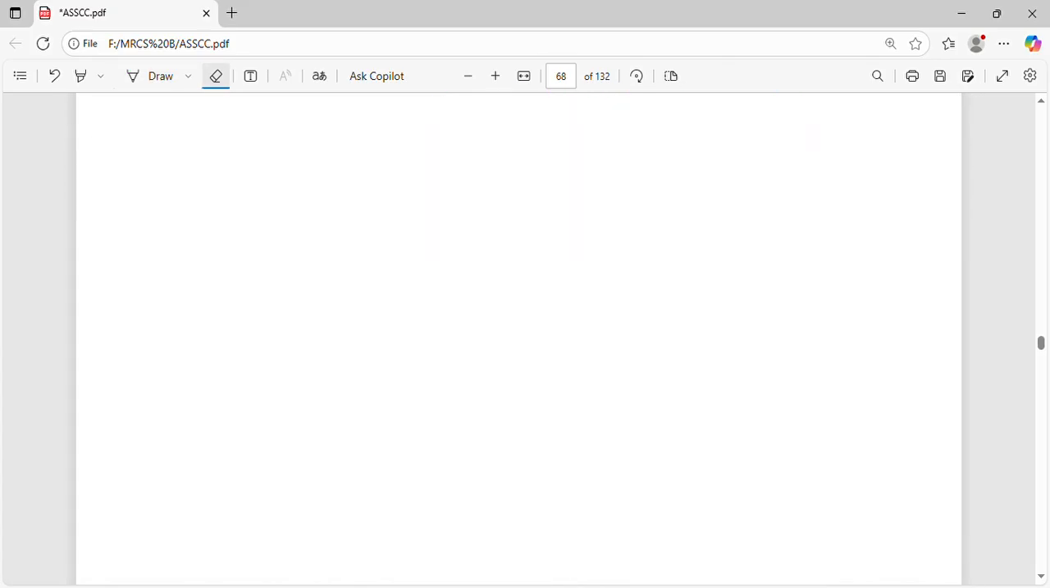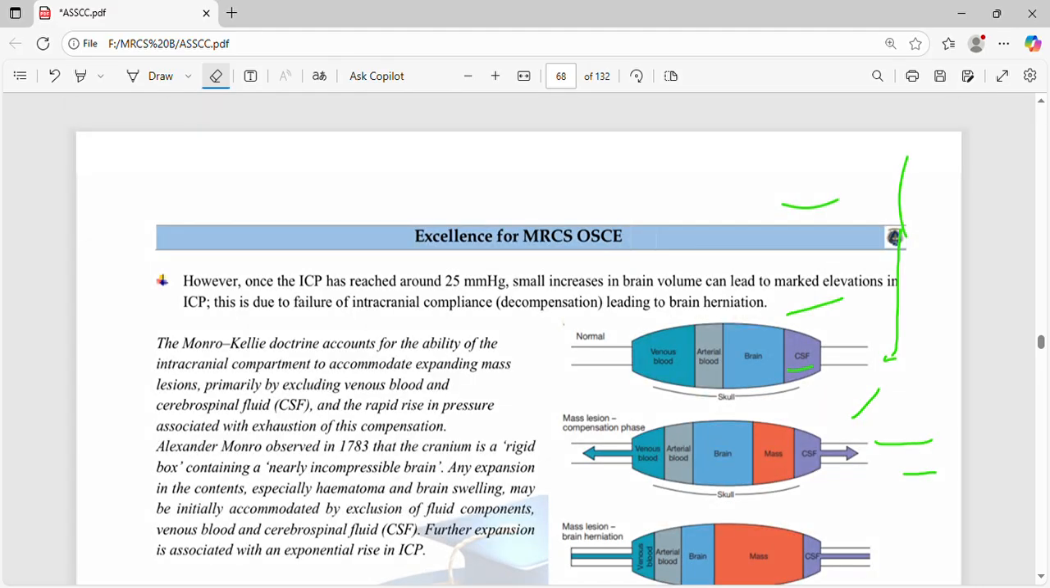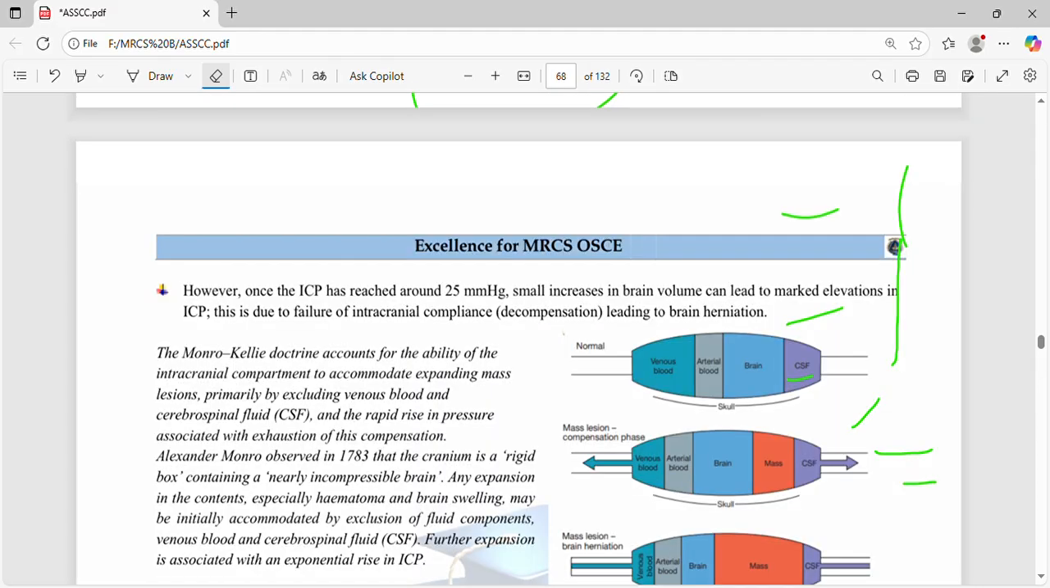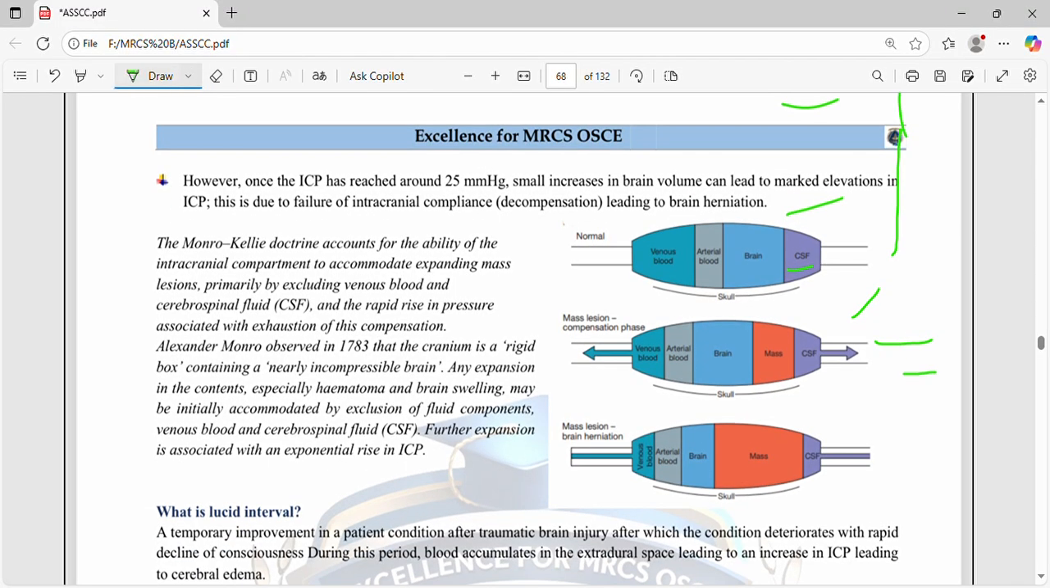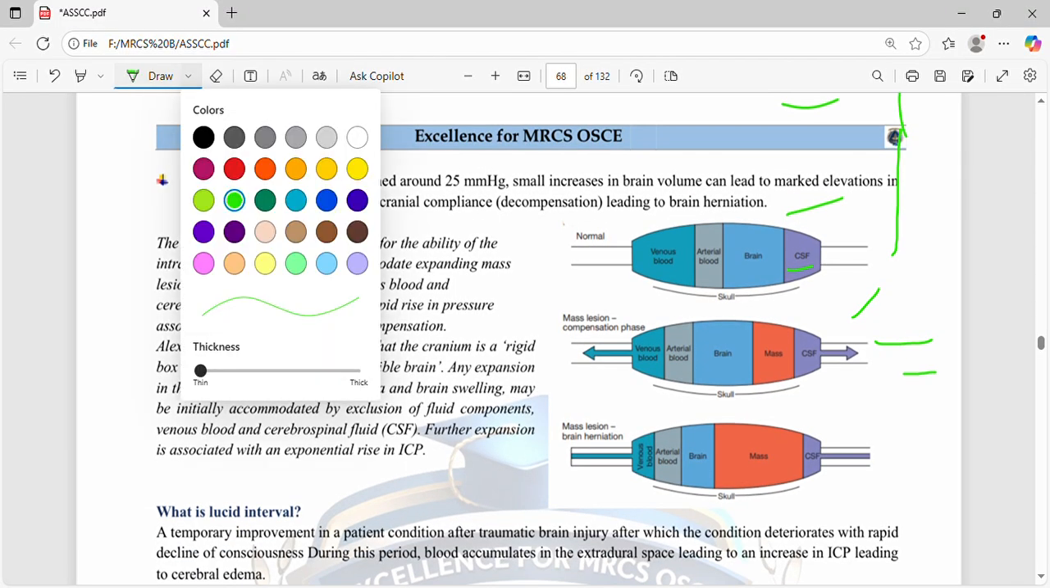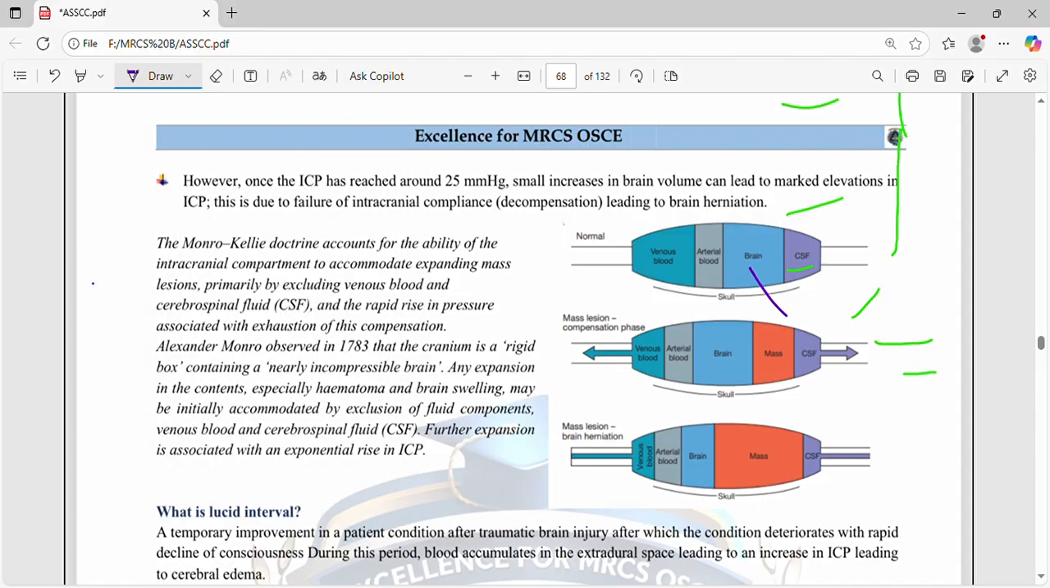It says that the brain and skull cavity is like a box containing the brain, arterial blood, and the CSF as three components. So if you increase the brain, then you have to remove CSF and so on, like for blood and the volume of the brain.